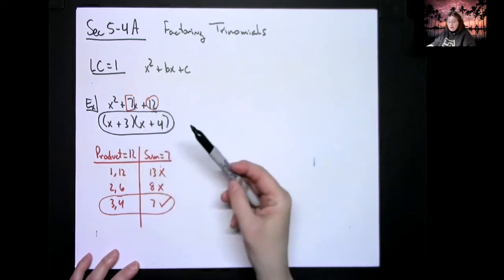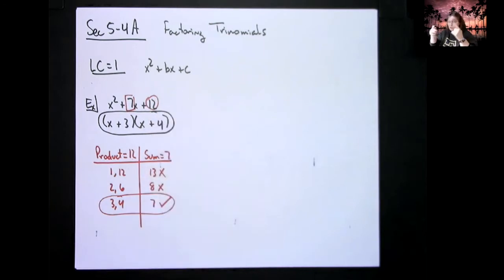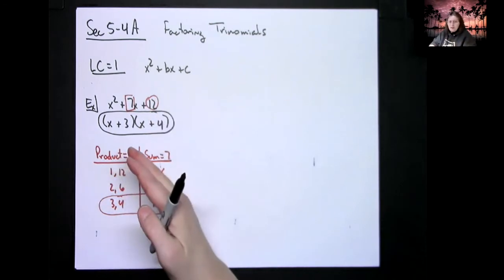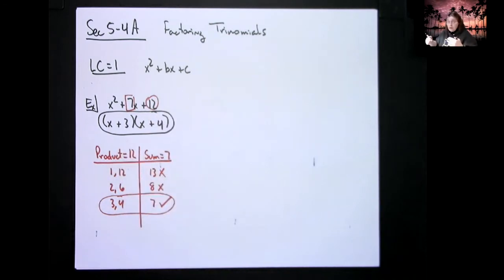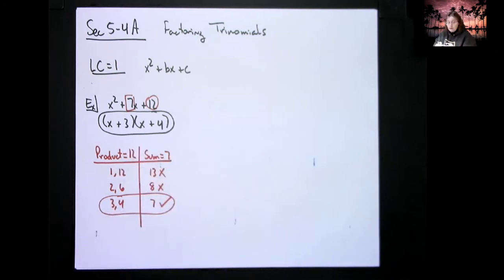All right, but like I said, people generally don't do this because you can do it in your head. You can go 1 times 12. Oh, 1 and 12 is not going to give me a 7. You could do 2 times 6. Oh, but 2 and 6, even if I add them or I subtract them, I'm not going to get a 7. So you will get good at this, okay?